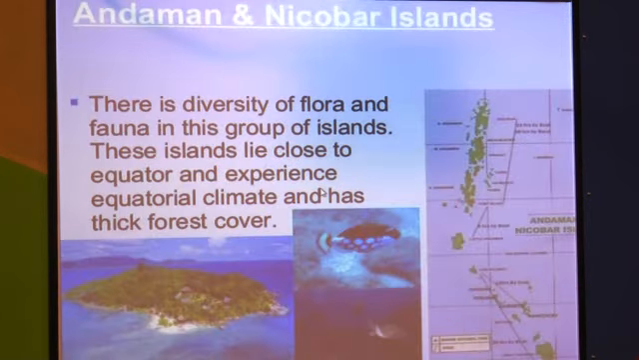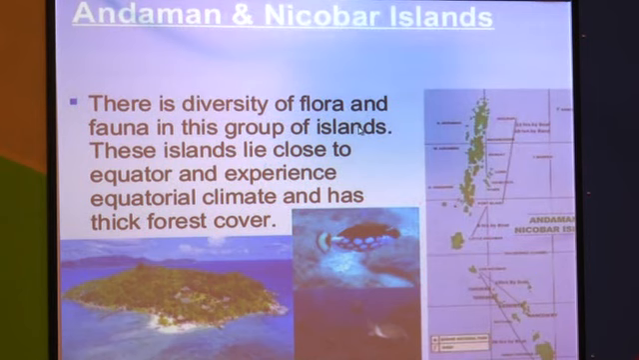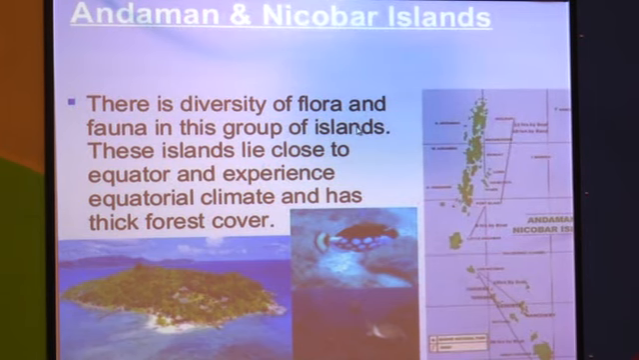Let's see detail about the Andaman and Nicobar. First one, the northern part is called Andaman and the southern part is called Nicobar. It is located in the Bay of Bengal. See the biodiversity, flora and fauna, in this group of islands. When we discuss biodiversity, mega biodiversity is found in the Andaman and Nicobar because it is located near the equator.